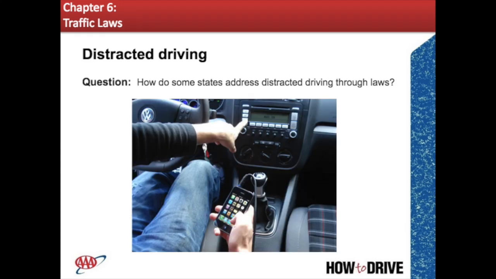Then we have distracted driving. Due to the risks of being distracted while driving, many states have passed laws prohibiting certain behaviors. Some states forbid the use of cell phones while driving. Others ban onboard video screens that are visible to the driver. Some states ban the use of any mobile device by drivers under the age of 18. Some states ban text messaging while driving. Some states prohibit drivers from using headphones or earbuds, and drivers convicted of these offenses can be fined.